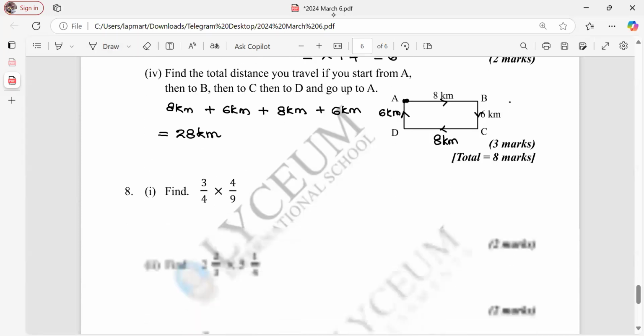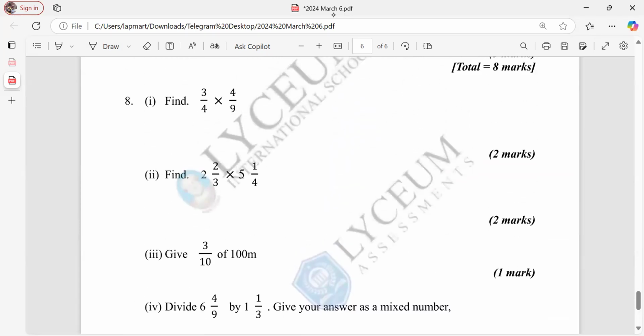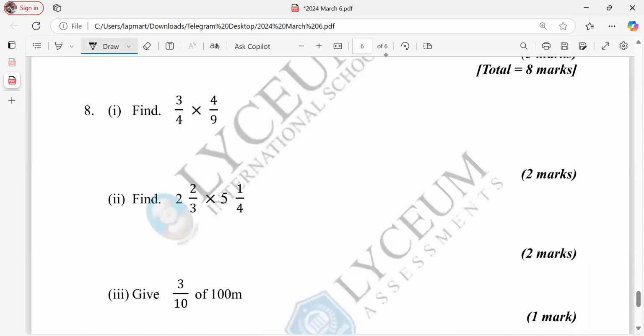Right. So then here we have the last question. So what we need to do, we want to find the value. It's easy because you have 4 times 1 and 4 times 1, 3 times 1 and 3 times 3. Now what you have, 1 times 1, 1, 1 times 3, 3.